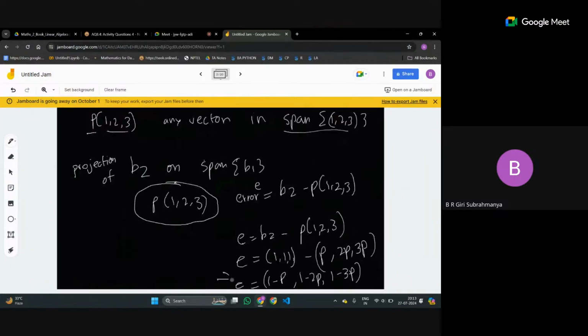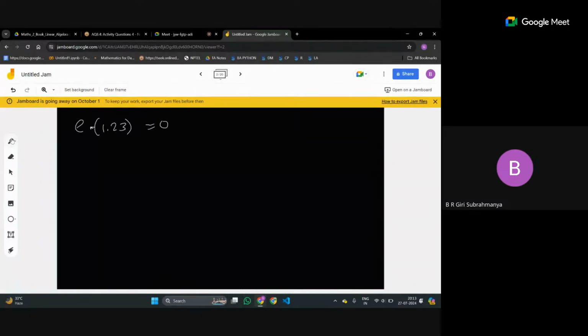Now, what is the dot product between E and 1, 2, 3? The dot product between vector E and 1, 2, 3 will be equal to 0. Am I right? The dot product between this vector and B1 is going to be 0. So what is E? E is 1 minus P, 1 minus 2P, 1 minus 3P. And B1 is 1, 2, 3. Now the dot product of these two will be 0.